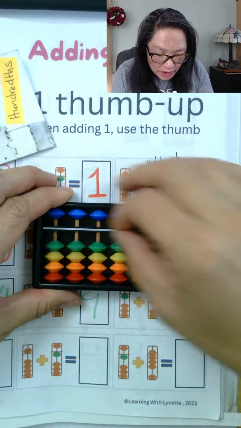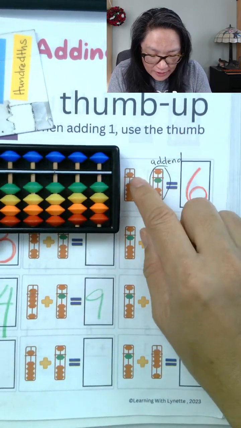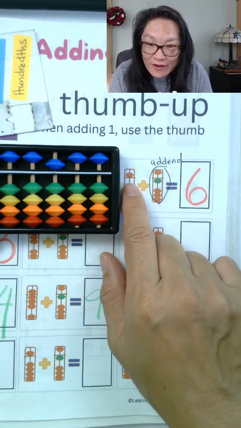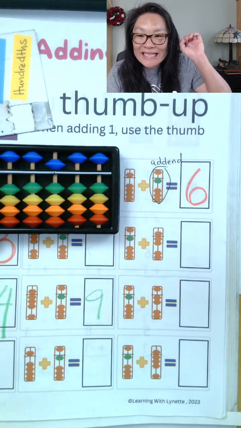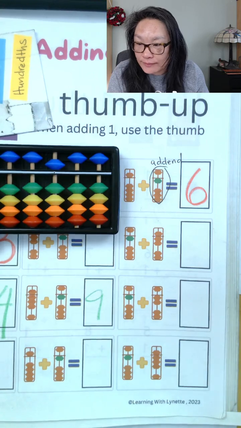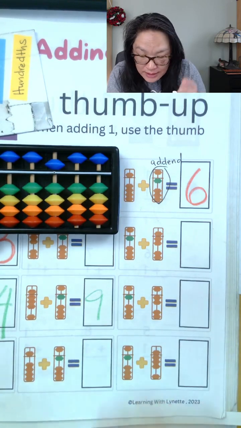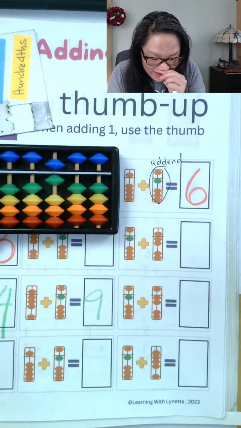So here's my question. I have 5 on my abacus. I want to add the 1. Can I add the 1? Yes, I can add the 1, and my final answer is now 6.